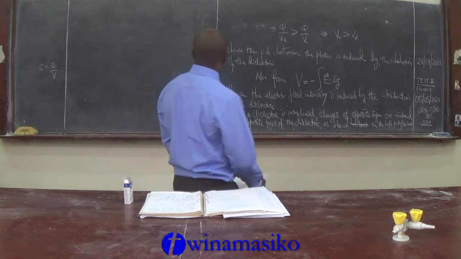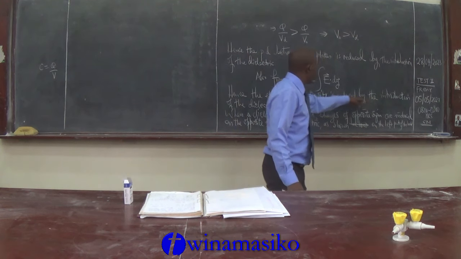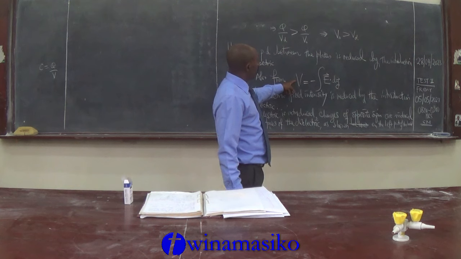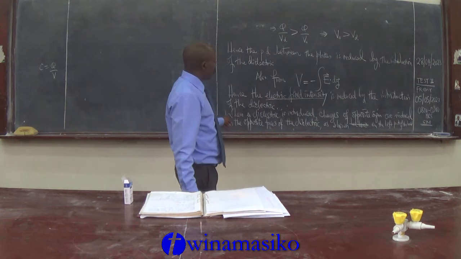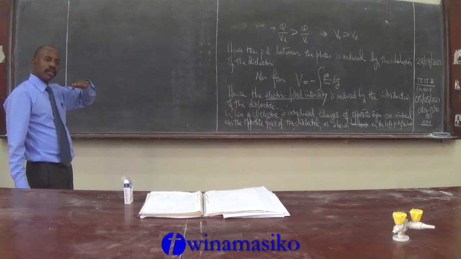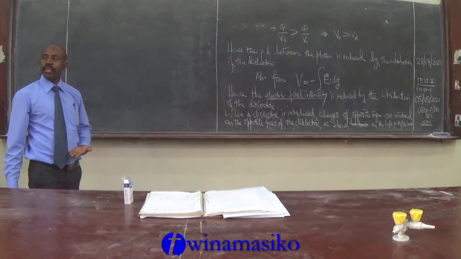So that means that when the electric field energy is reduced, it is also introduced by reducing the electric potential. The way we reduce the potential is the way we reduce the electric field E. And this happens because when we introduce a dielectric, we get bound charges created on the faces of the dielectric. The one facing the positive plate will be induced with negative charges, and the one facing the negative plate will be induced with positive charges.